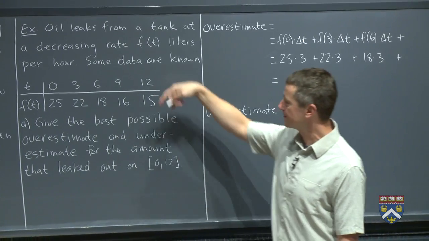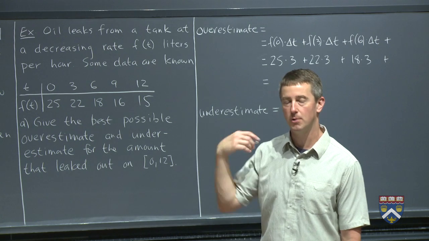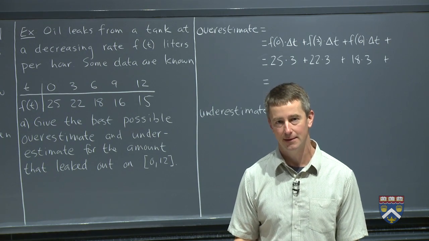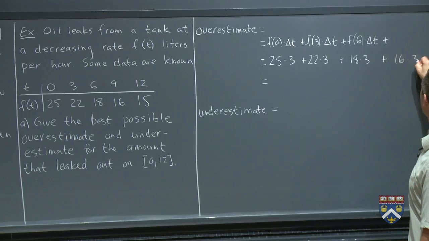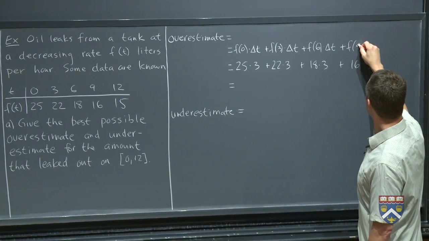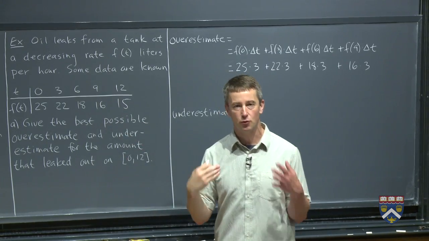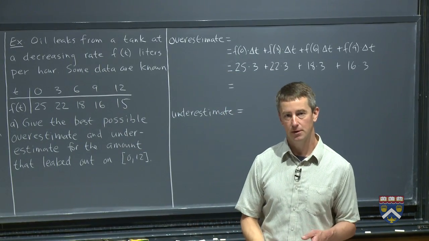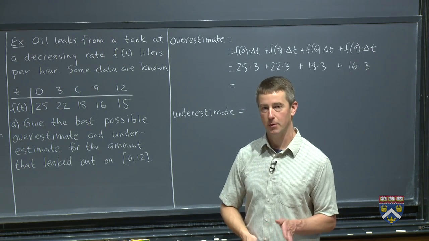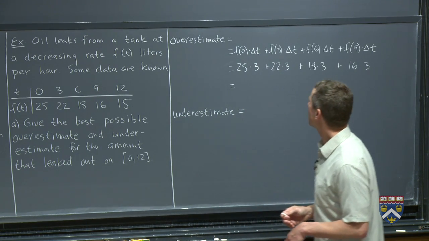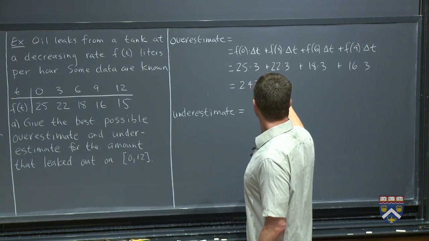And in the final interval of 3 hours, the rate was never more than 16 liters per hour. So the most that could have possibly leaked out there would be 48 liters if we had really stayed at 16 liters per hour for all 3 hours. And you'll notice that we never use this 15, because that is not the greatest rate in any of our little subintervals here. If we were going one more interval, we would end up using that, but we haven't used that. So I think when we add this all up, we get 243 liters.